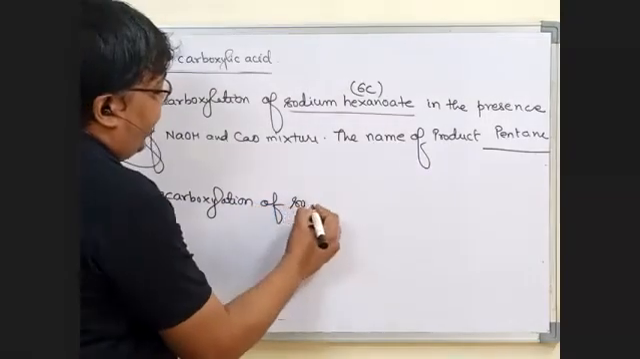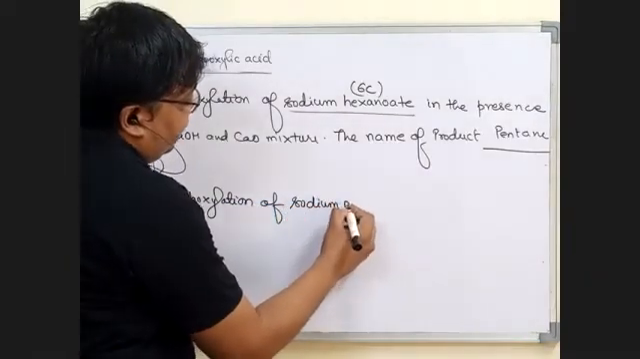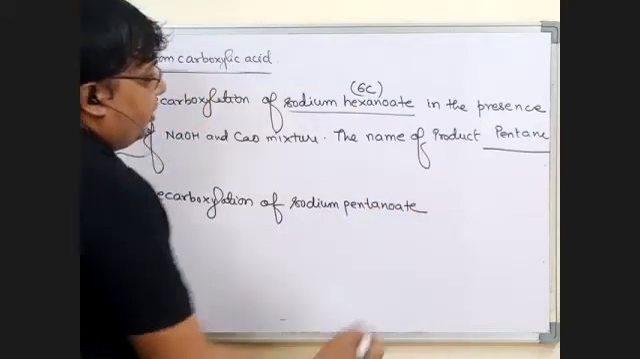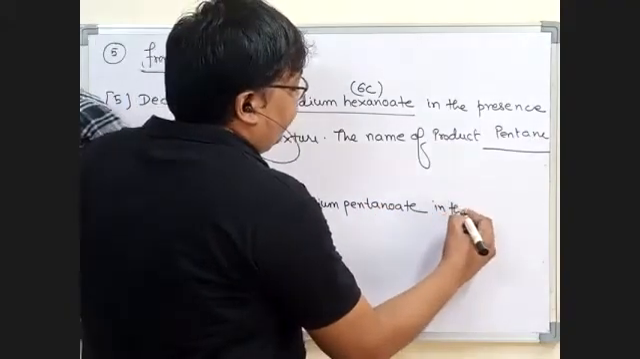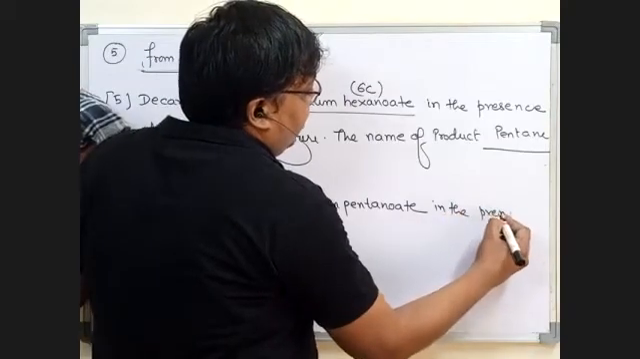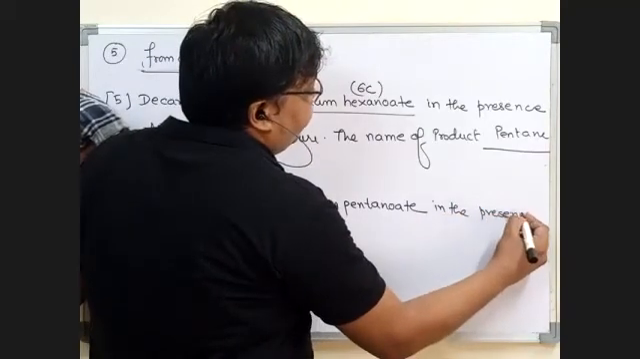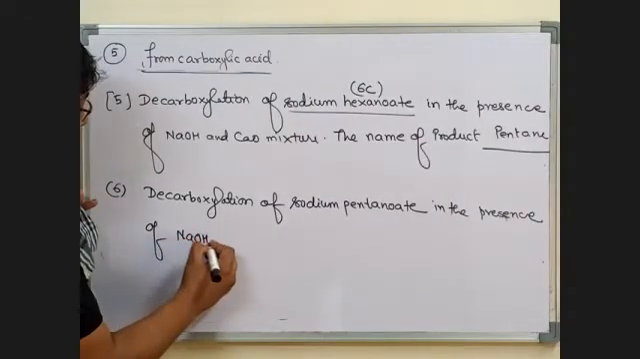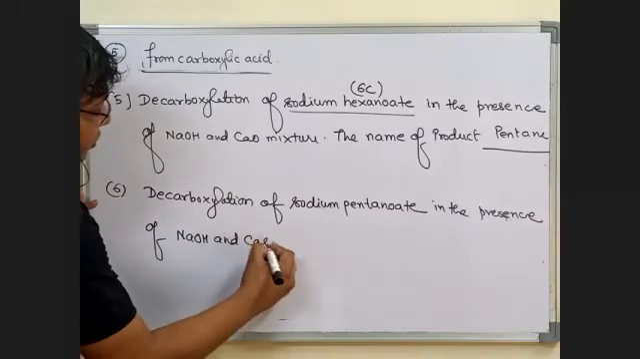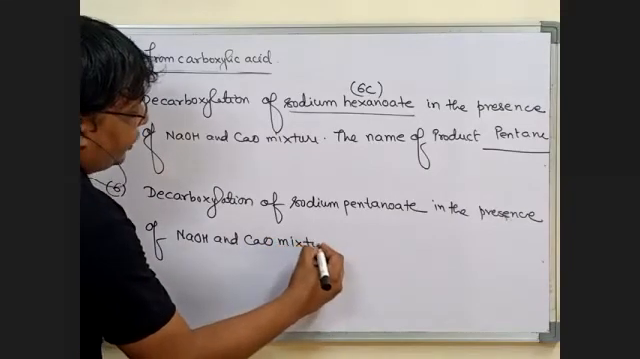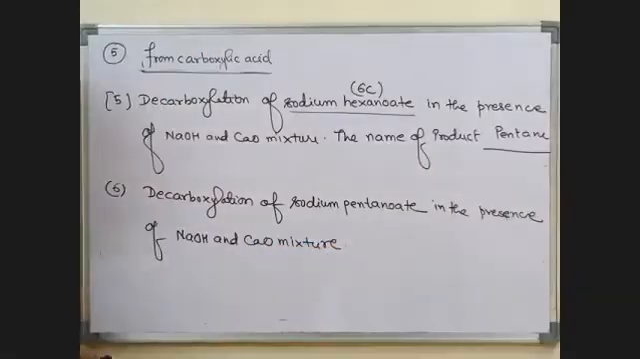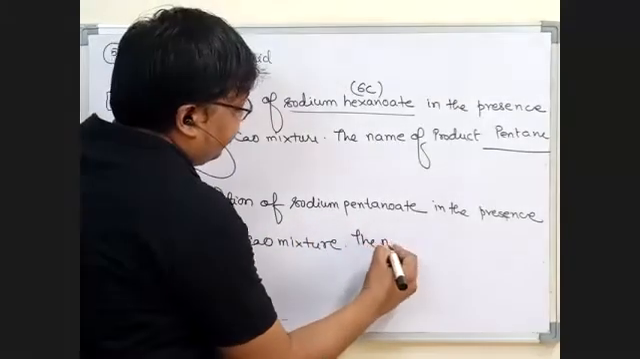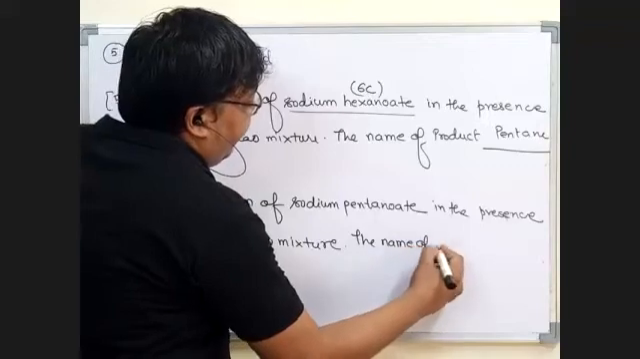Decarboxylation of sodium pentanoate in the presence of NaOH and CaO mixture. In the presence of NaOH and CaO mixture, the name of the product is?